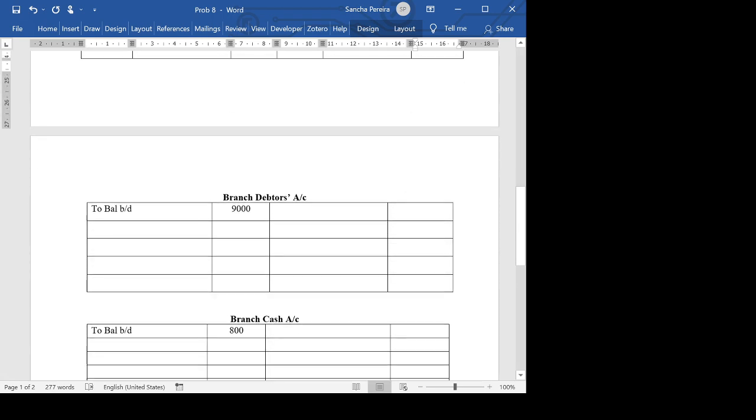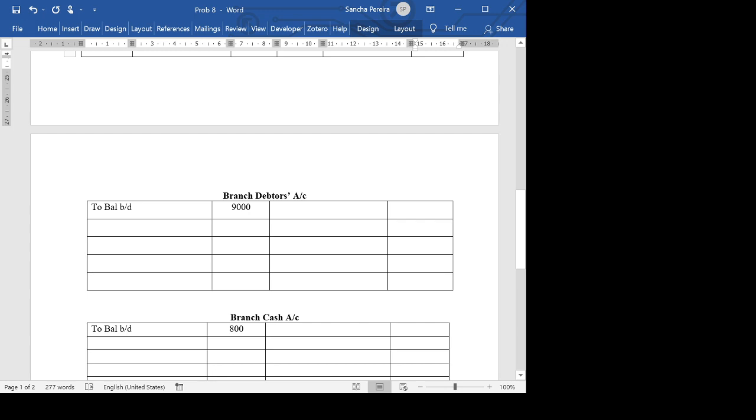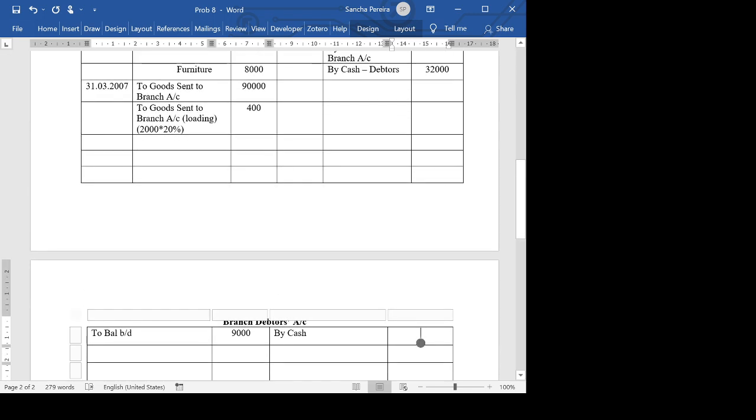If you get confused as to which side it should go, just pass the journal entry. The branch is receiving cash. So it's going to be cash account debit to debtors. So in the debtors account, it will be by cash, and the amount is 32,000.